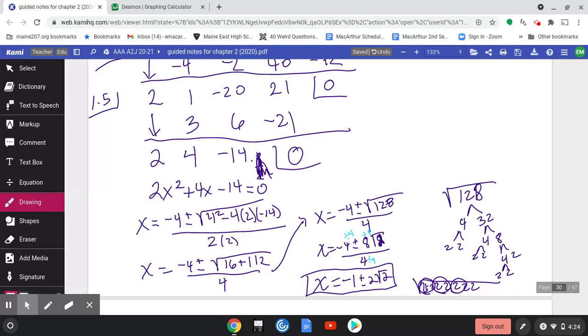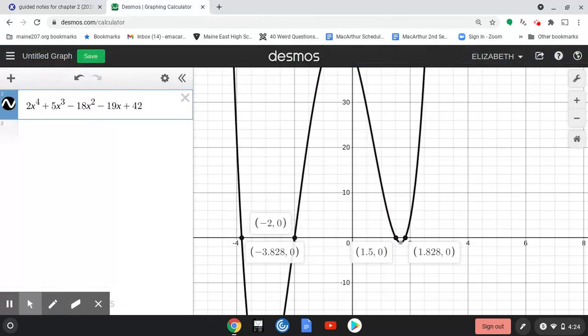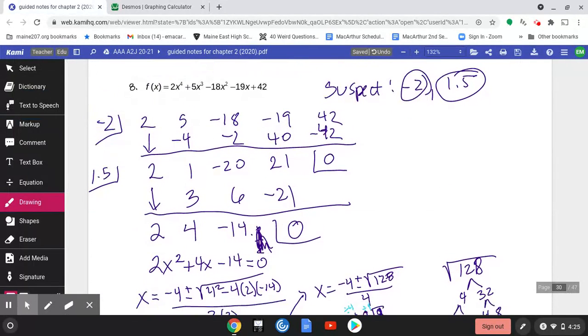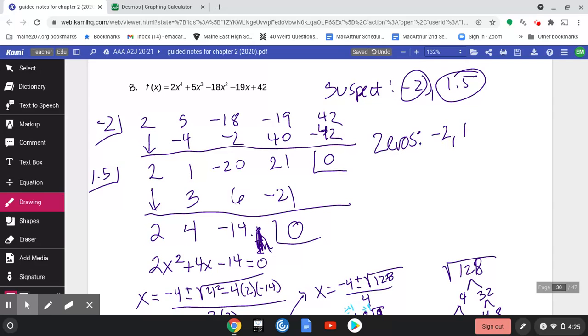Now, that can't be simplified any further, but if you did type that out, you would get 1.828, blah, blah, blah, and negative 3.828. So those are our irrational zeros. So our zeros are negative 2, 1.5, and then negative 1 plus or minus 2 root 2. That gives us 4 zeros.